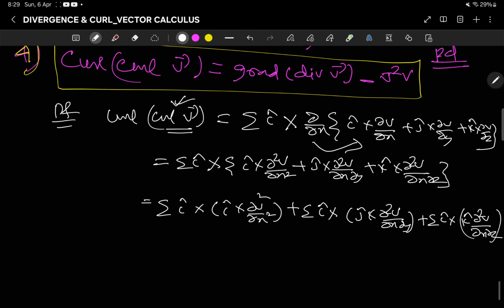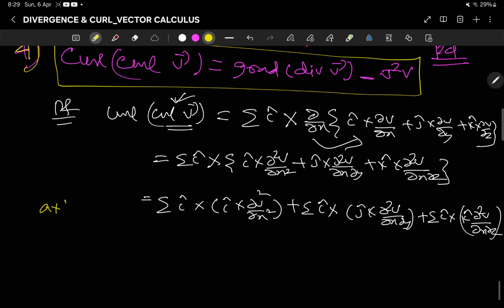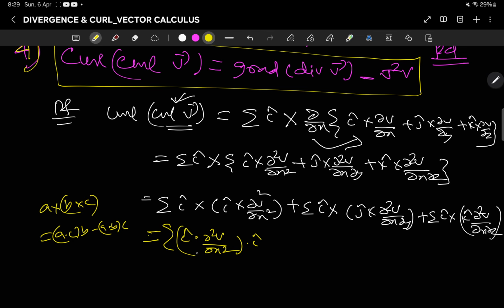Okay, now I apply the property here. A cross B cross C is equal to A dot C B minus A dot B C. So I can use this property here. So this is equal to summation of I dot del square V by del x square dot I, and minus, this is ACB minus ABC, I dot del square V by del x square.